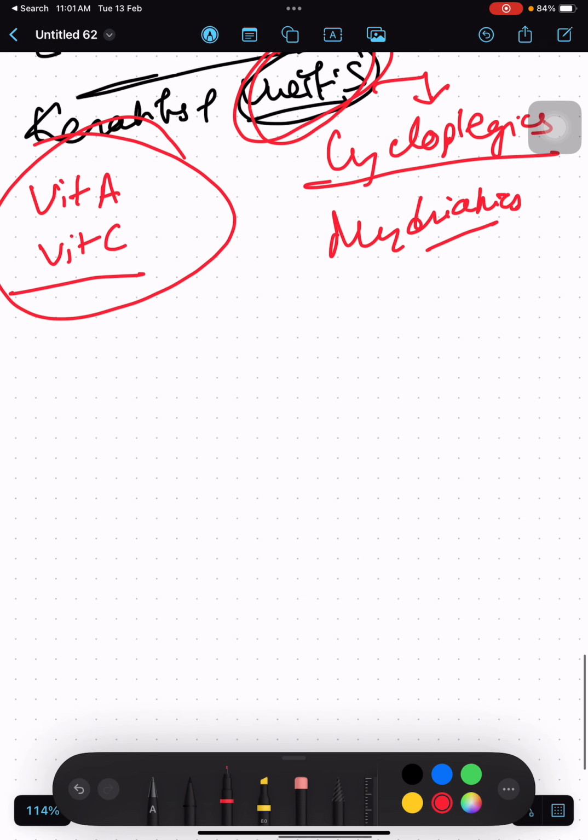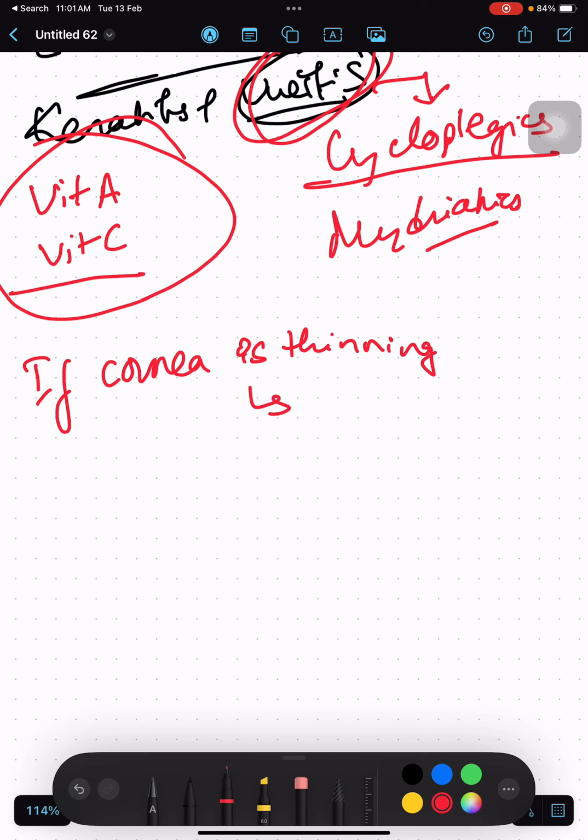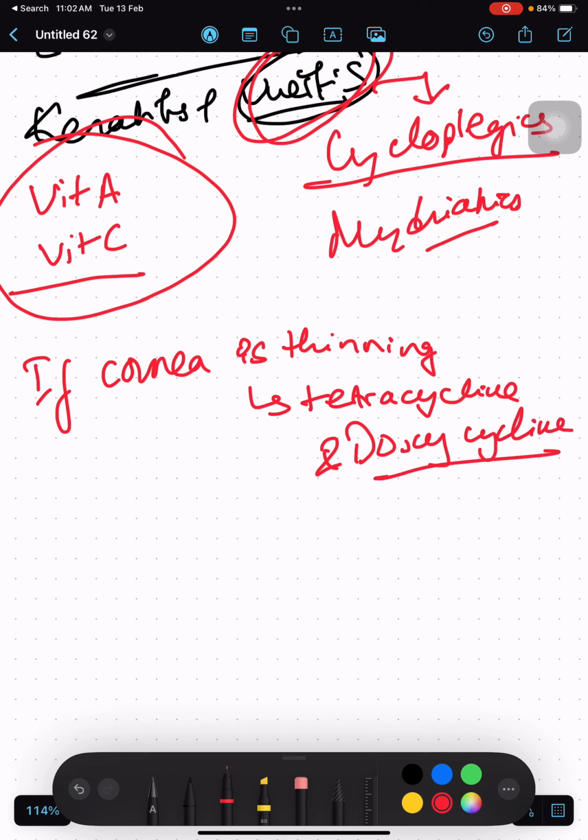Okay, very, very important: if you see that the cornea is thinning, then you have to give two drugs, very, very important. It is tetracycline and doxycycline. Please make your notes, keep on writing. I have studied this almost 2000 times, I think, but I also get confused. Keep on memorizing it, keep on studying it, then only you'll understand.